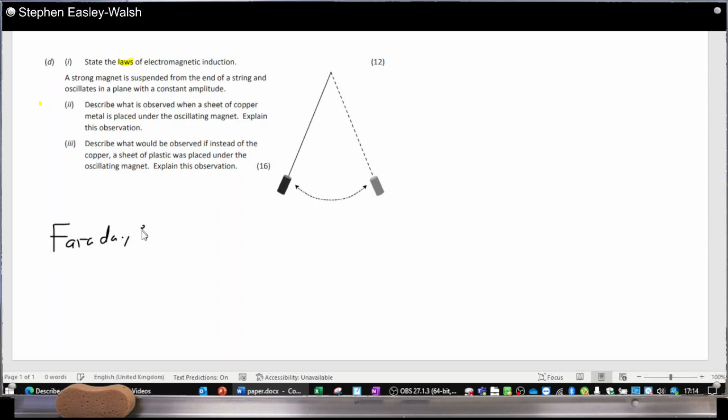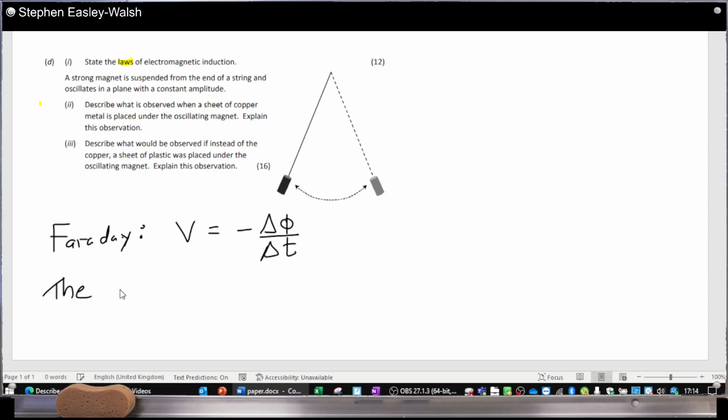Faraday, which basically says the induced voltage will equal minus the change in the magnetic flux per change in time. So you can say that out as a sentence.